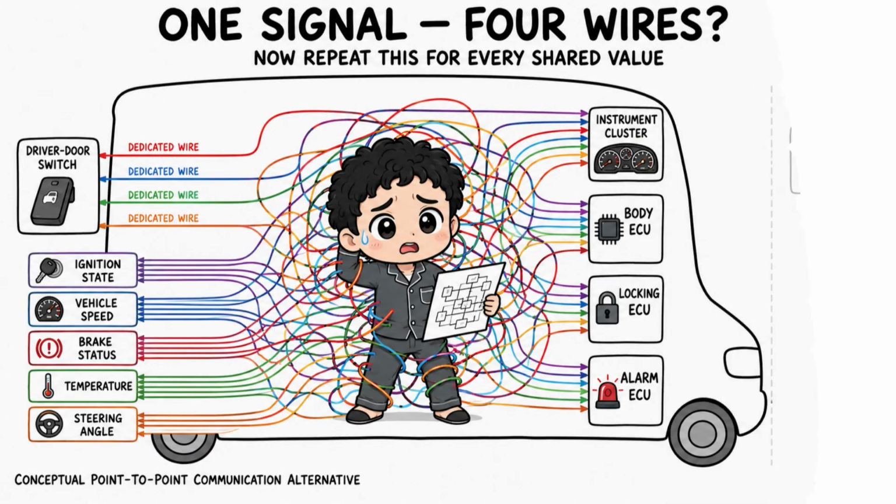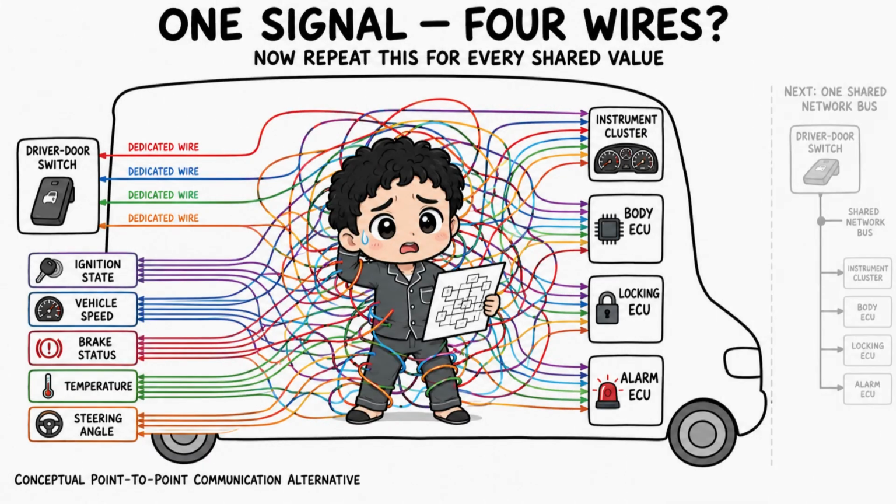Imagine that the driver opens one door and 4 different electronic control units need to know about it. The instrument cluster needs to show a warning. The body controller may switch on the interior light. The central locking system may change its behavior, and the alarm system may use the same information.